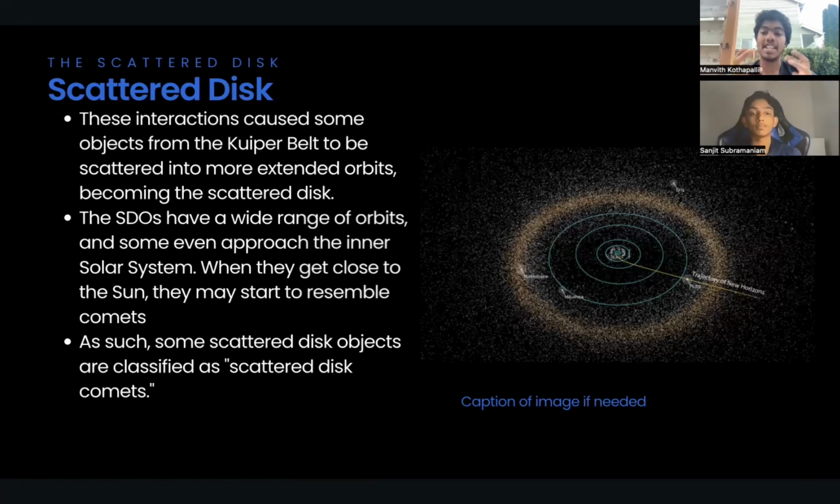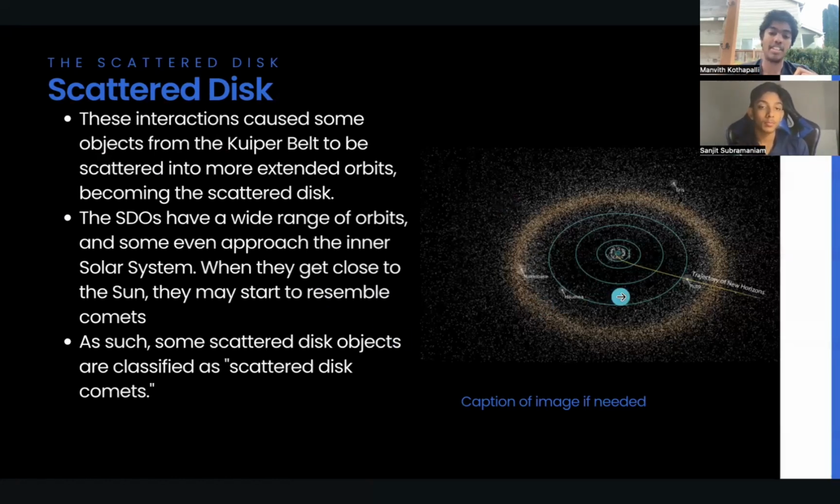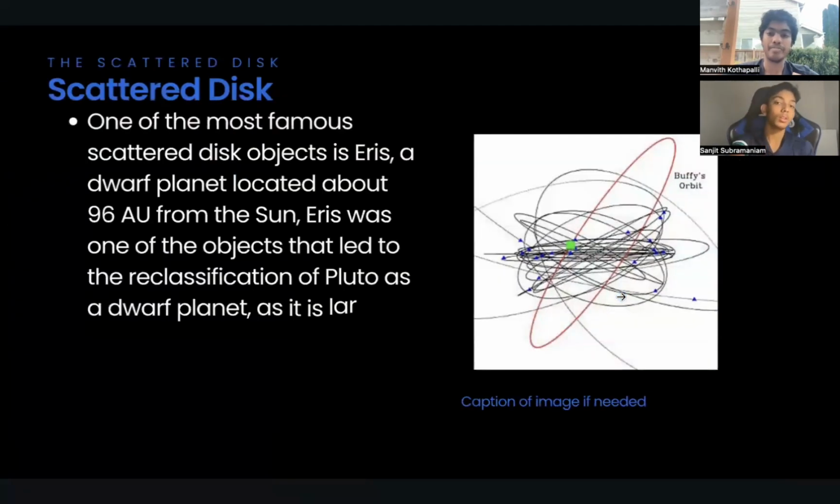One of the most famous scattered disk objects is Eris, a dwarf planet located about 96 AU from the sun. Eris was one of the objects that led to the reclassification of Pluto as a dwarf planet, as it is larger and more massive than Pluto. Now, Sanjay will be talking about the Oort cloud's formation.